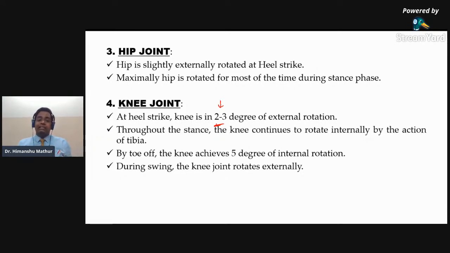And during the swing, the knee joint rotates externally back again. Okay, because it has to prepare the knee joint for the heel strike. That is what we know, that at the heel strike we have 2 to 3 degrees of external rotation.